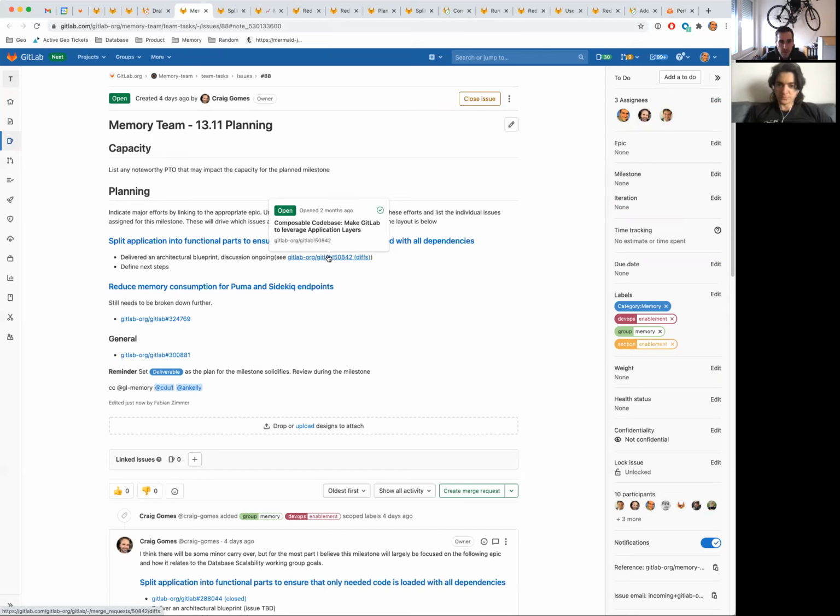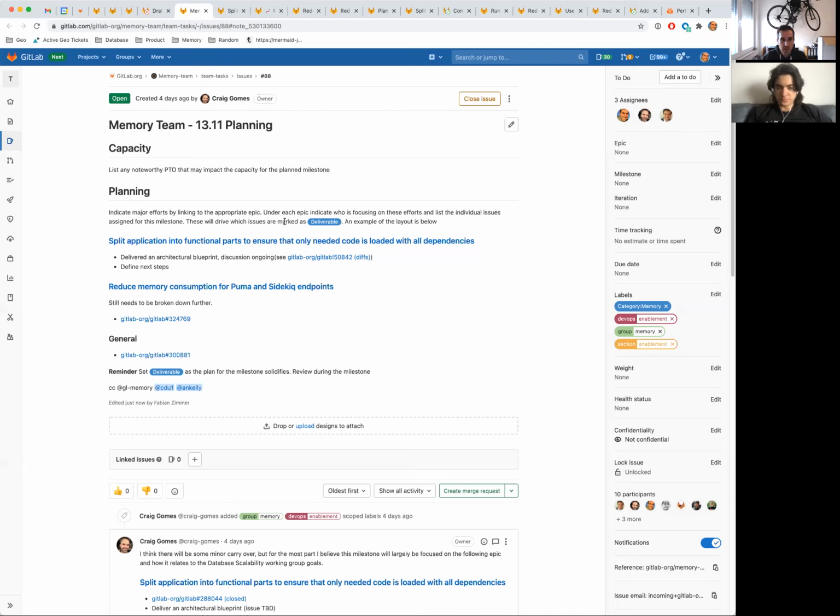So a lot of work has gone into this already, and where we are really at is wrapping up the ongoing discussion on the composable code base, and then, based on the outcomes of that, defining very clear next steps. What are the iterations that actually bring us closer to a world where GitLab is in a position where we can really load only the parts that we need and require? So that's something that will happen in 13.11. This is not necessarily an actionable shipped feature, but it is preparing us for a future in which this is potentially possible.